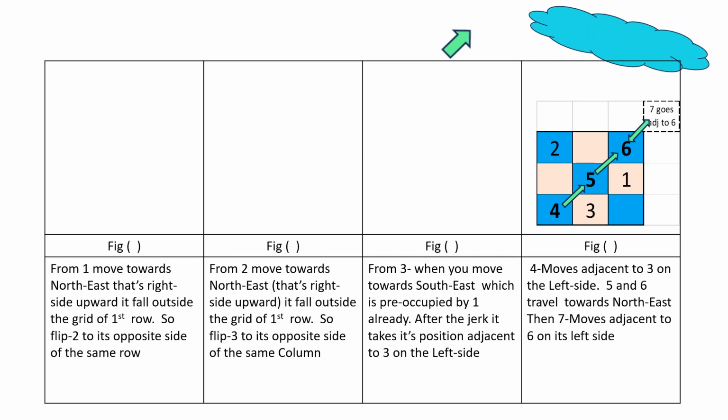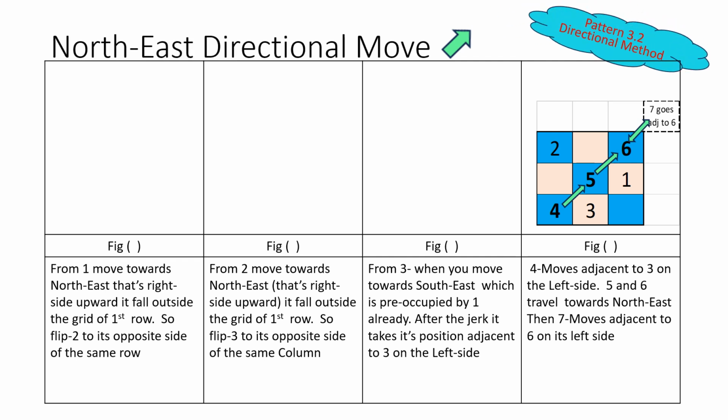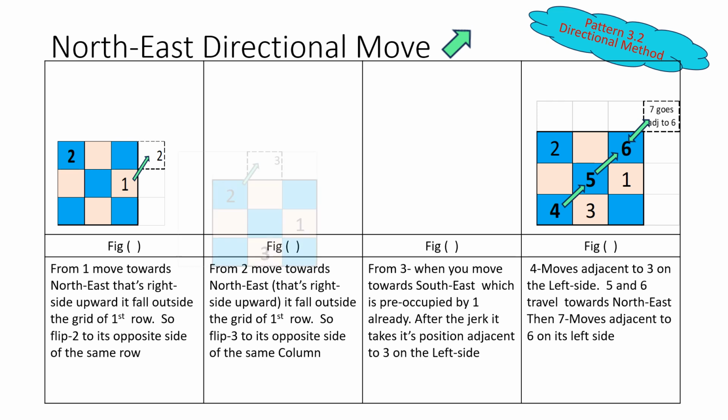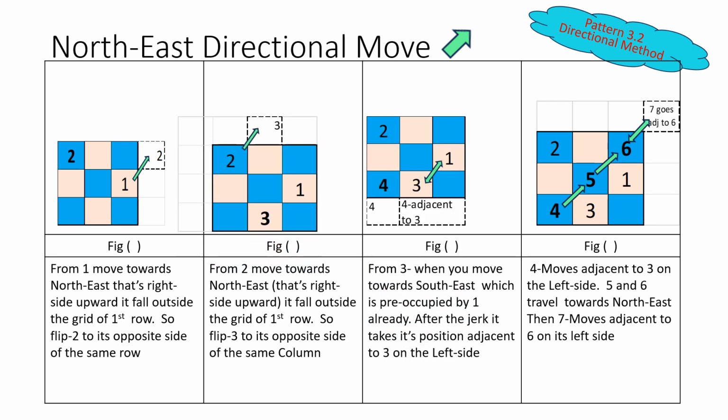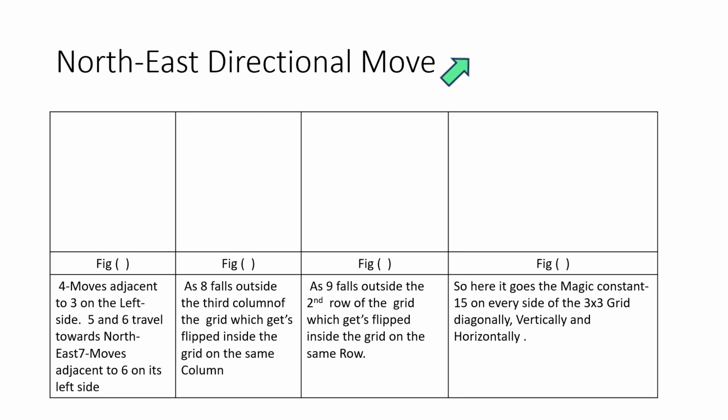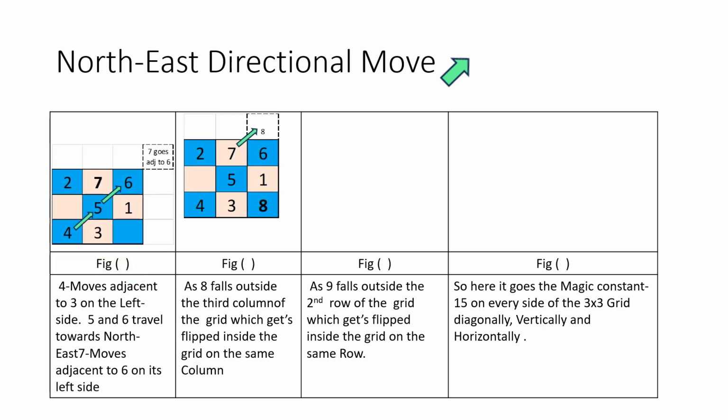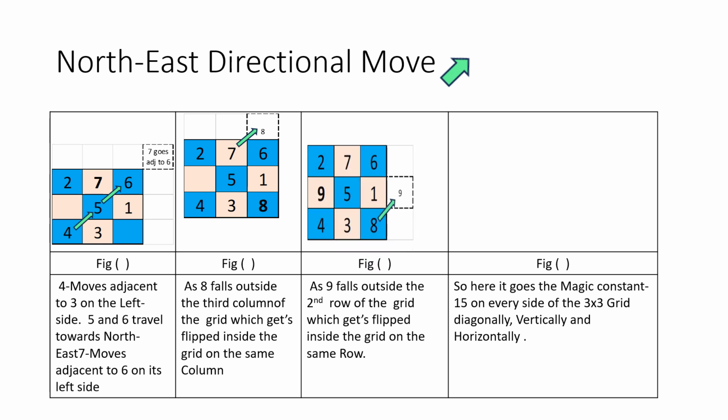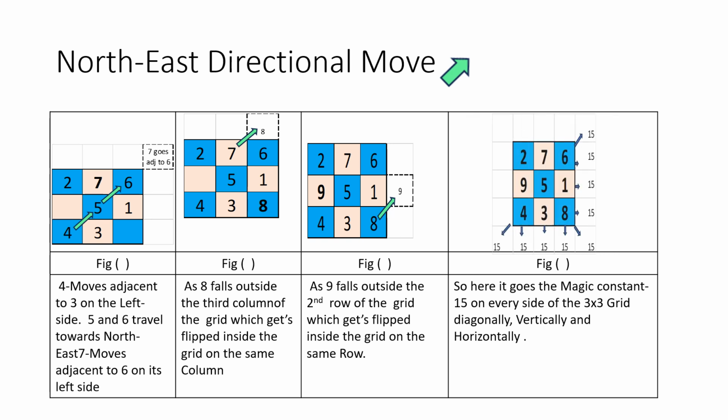Next, here it comes, your northeast direction. Look at the arrows. The numbers whichever fall outside the grid get flipped inside the grid. So 7 goes outside to 6, which gets adjusted to its adjacent side. So 7 falls adjacent to 6. Then move northeast again. 8, which falls outside, gets flipped inside the grid. 9 falls outside, gets flipped inside the grid. So it's done.